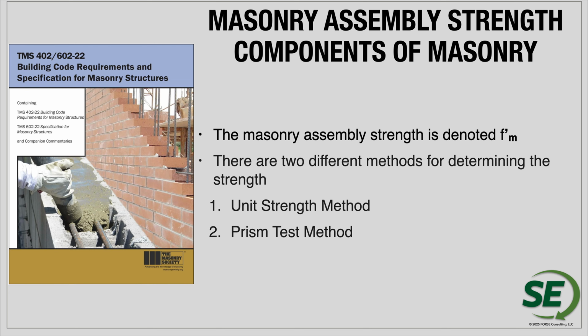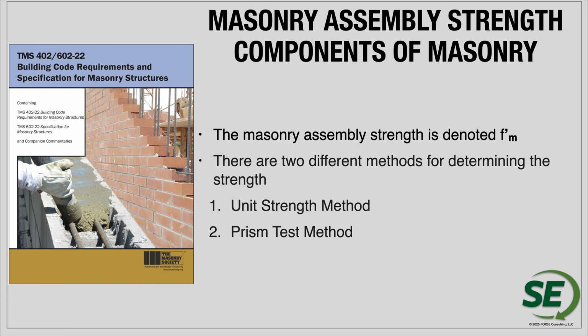And so when I talk about tables and I talk about very straightforward, usually what that means is there's going to be a conservatism that is built into the tables, and that's definitely the case here for the unit strength method. The more exact and precise way to determine the overall strength of the masonry assembly is to do a prism test based on the actual materials that are going to be used.